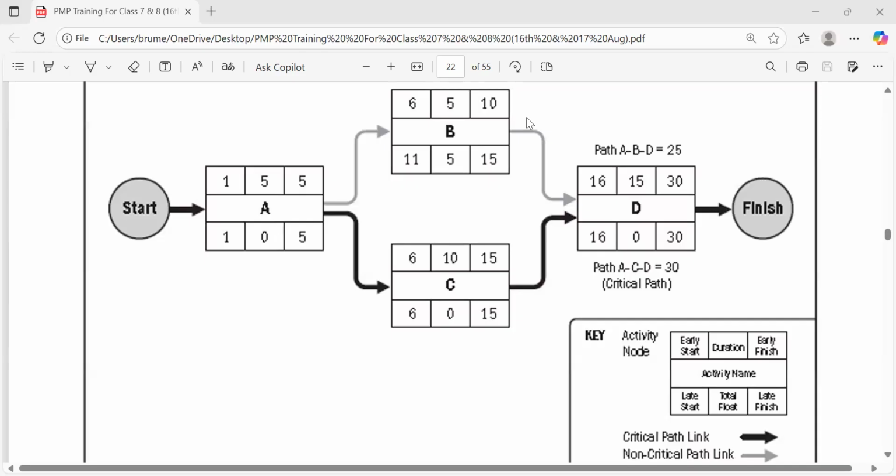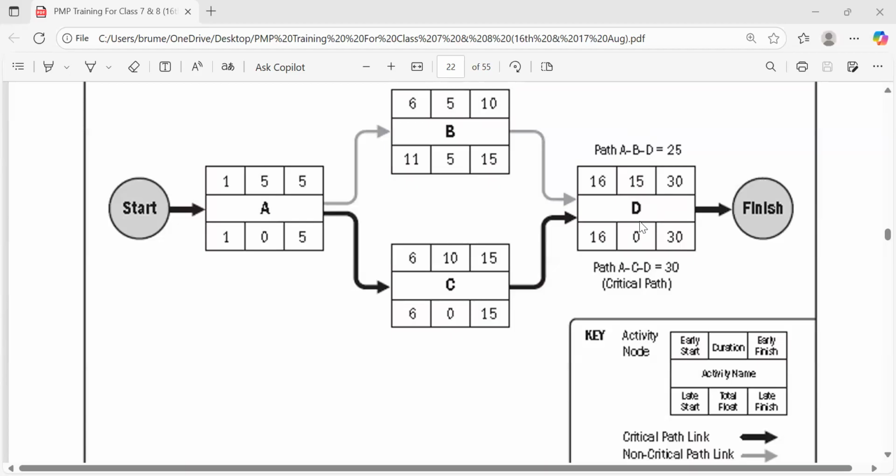But if we go to activity B, does it have 0 float? How much float does it have? Activity B? 5. 5 float. So that activity can start early and can start later, right? Somebody can play with it, come later and start it later, and yet it will not impact the next activity, right? Correct. So that is how the critical path is calculated with float.